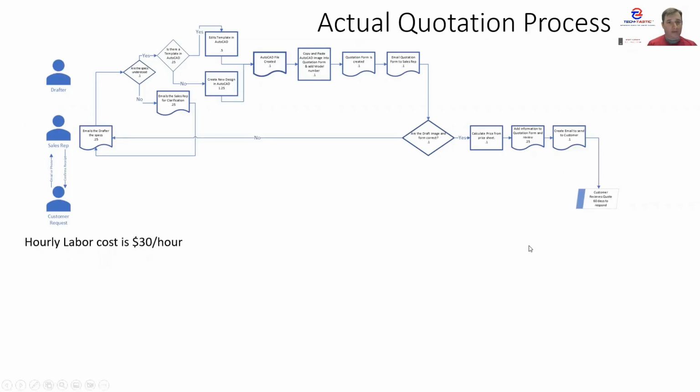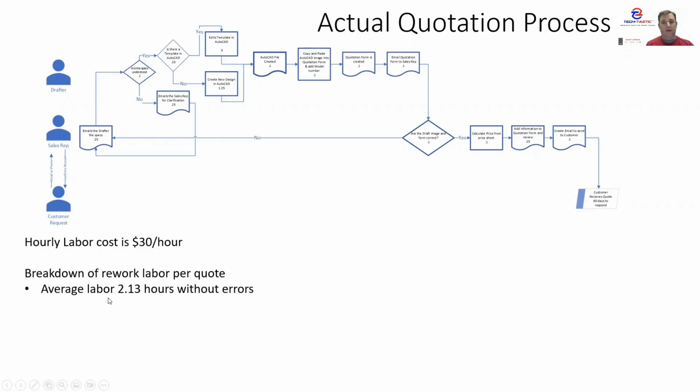So just so that we can calculate how much this is costing us in rework, the hourly labor cost is about $30 an hour. Now we're going to break down the rework per quote. So the average labor without errors. We're assuming that we're going from the email here to say, yes, there is a template. Yes, yes, yes, all this is going through. We're going to say yes again, going through there. So assuming that we have no more decisions of no's in here.